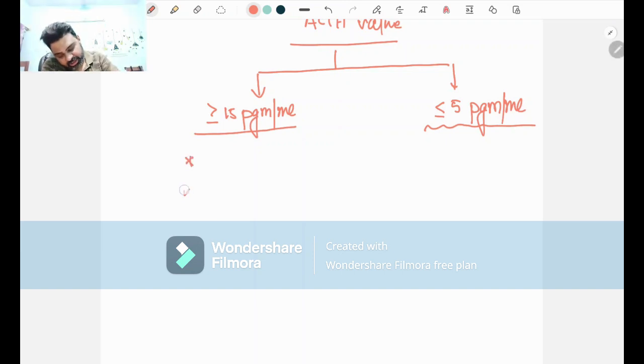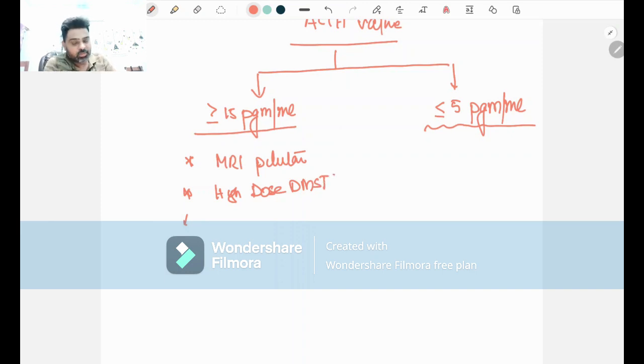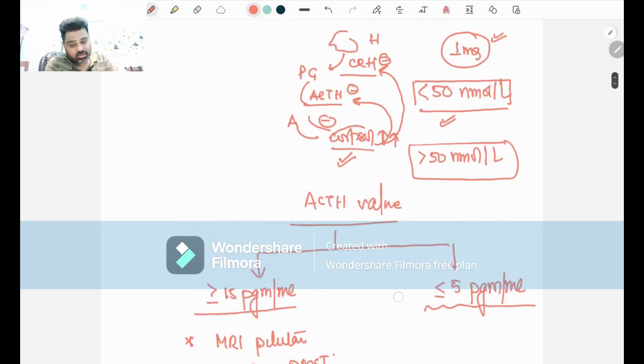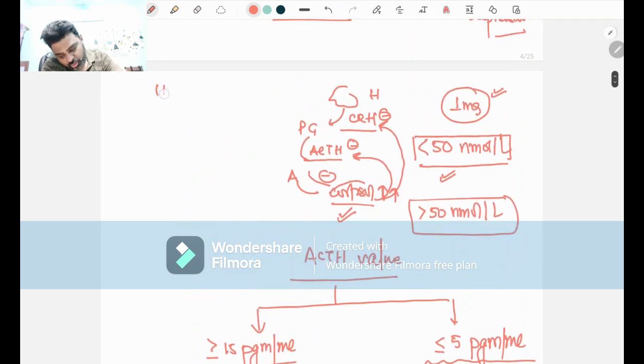So we will do 3 tests again. One is the MRI of the pituitary. Other is a high dose dexamethasone suppression test. And third we will do the CRH test. Now we have seen that in the low dose dexamethasone suppression test, if we give 1 mg of dexamethasone, in a normal patient there will be decreased cortisol below 50, and in Cushing syndrome it will remain above 50 nanomoles per liter.